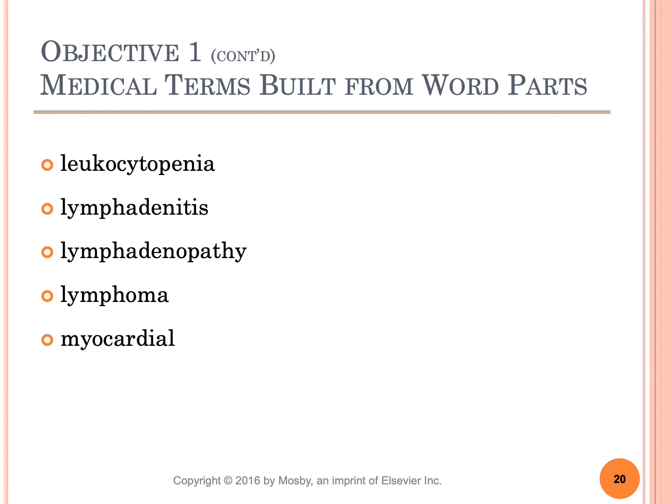A couple more here. Myocardial. Do you remember what myo means? That means muscle, and cardio means heart. So this is pertaining to the muscle of the heart. And phlebitis, again, phlebo or veno means vein, and itis means inflammation of. So phlebitis is inflammation of the vein. And lastly, here on this slide, splenomegaly, which is enlargement of the spleen.